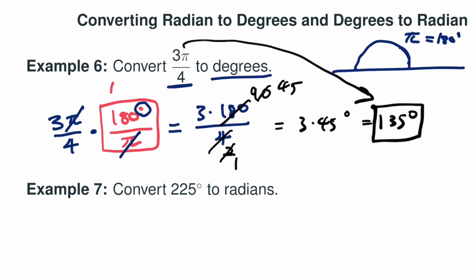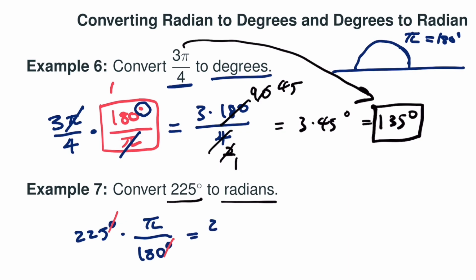So let's convert 225 degrees to radians. Here we have a similar idea: 225 degrees multiplied by, now we need to have 180 degrees in the bottom and pi in the top. The reason is because we want to cancel out the degree symbols. When we don't have a degree symbol, like I said many times, it implies radian. So then we have 225 pi over 180.